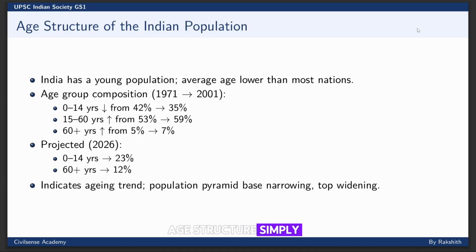Now let us understand the age structure of a population. Age structure simply tells us how a country's population is distributed across different age groups, such as children, working adults and the elderly. And this is very important because it decides its future economy, social policies and even political priorities.